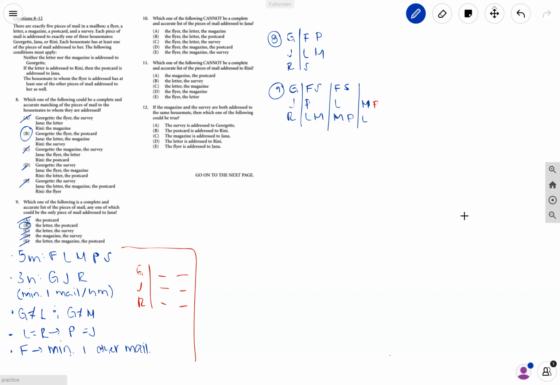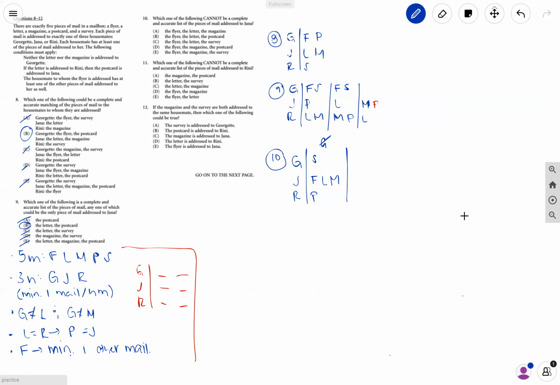Number 10 says, which one of the following cannot be a complete and accurate list of the pieces of mail addressed to Jana? So now what they're asking us is to plug in all of these answer choices into J and see which one breaks the combination or breaks the diagram. So let me make more space between these. For answer choice A, it says F, L, and M go over here. And then now I have to choose where I put S and P, and it doesn't really matter. So I can put S there and P over here, and my diagram works out fine.